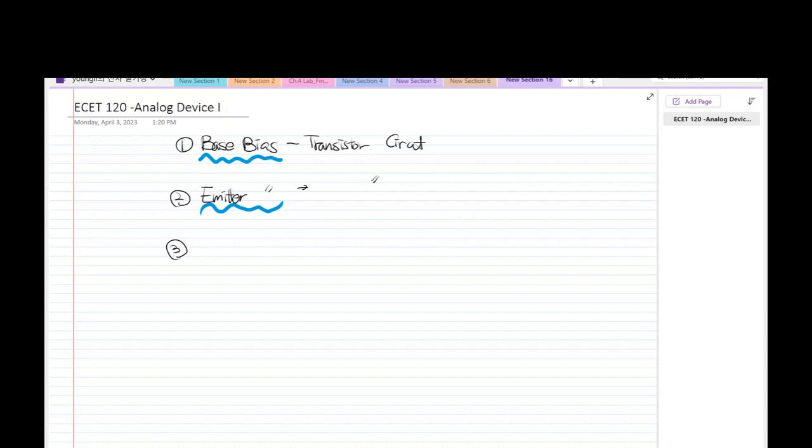The transistor circuit. One is the base bias, right? And the second one is the emitter bias, the transistor circuit. And then today we're going to learn about the voltage divider bias, the transistor circuit. Okay, so today we learn about the voltage divider bias. We learned before. Okay, and then I share with you.